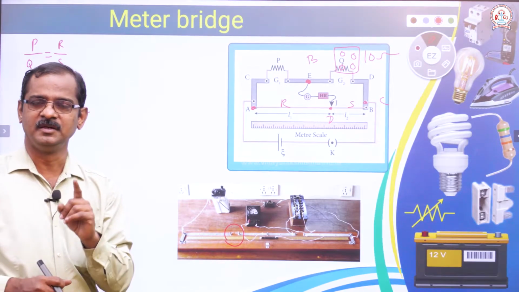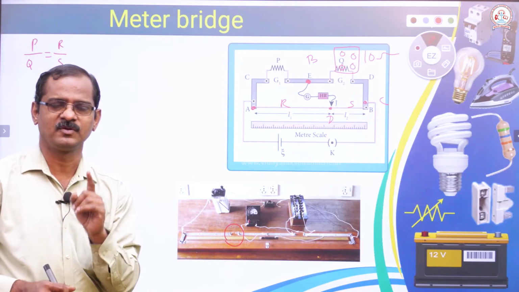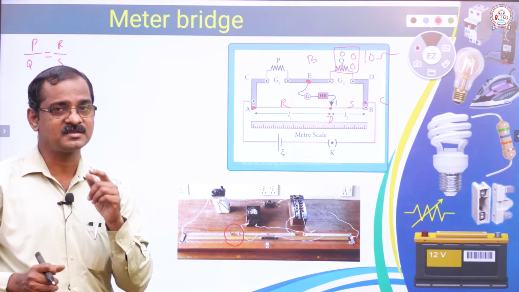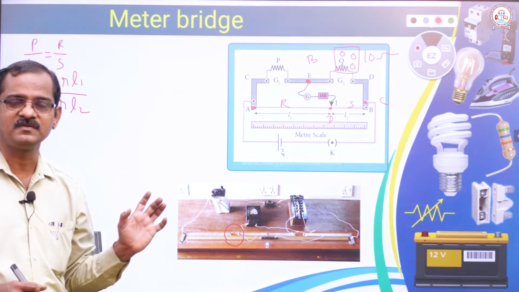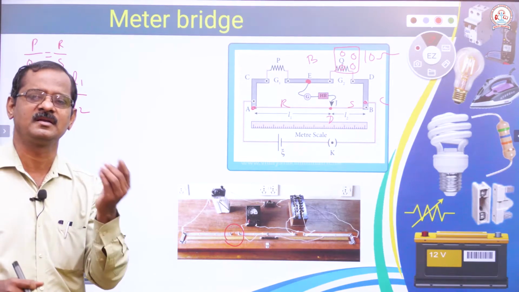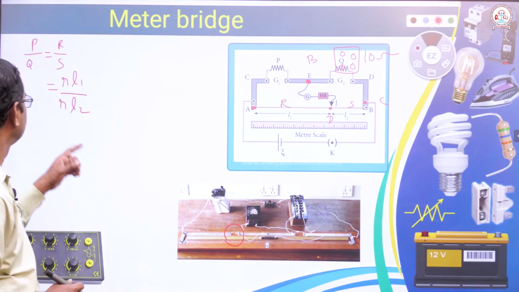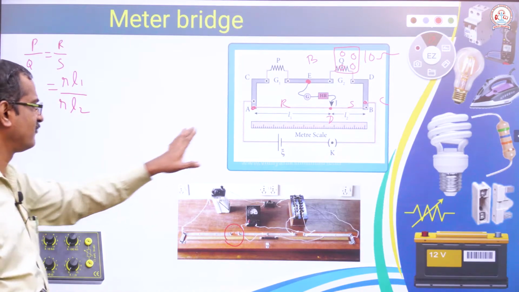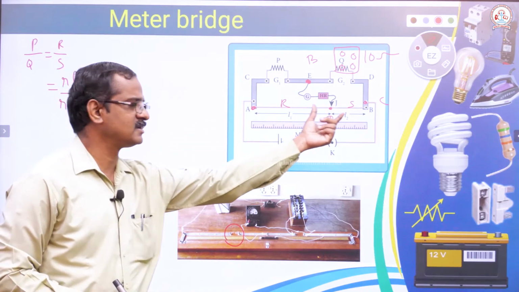Resistivity rho is the resistance of the wire for unit length having unit cross sectional area. This is not resistivity, this is only resistance for unit length, it means the resistance for 1 meter length of the wire. So, that is r into L1 by r into L2, because we are using the same wire, isn't it? Here also, the same wire.